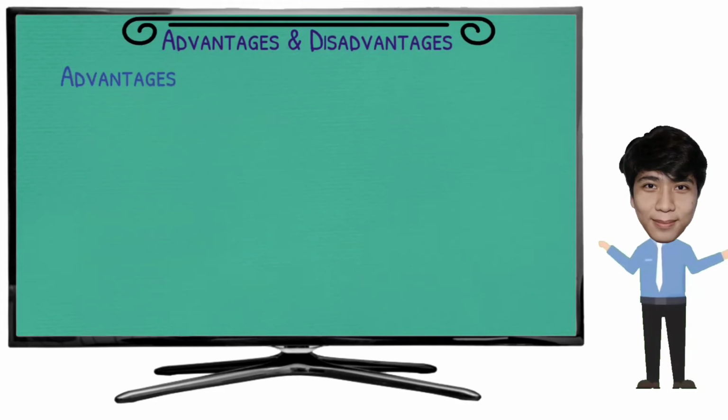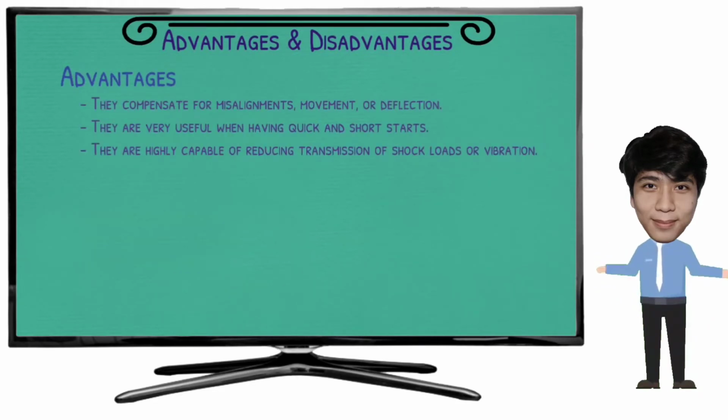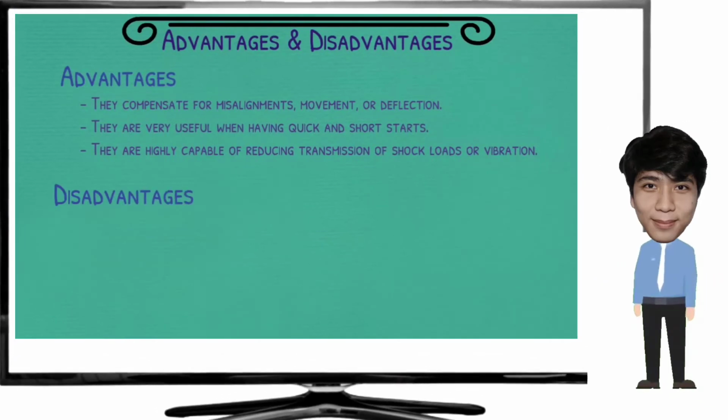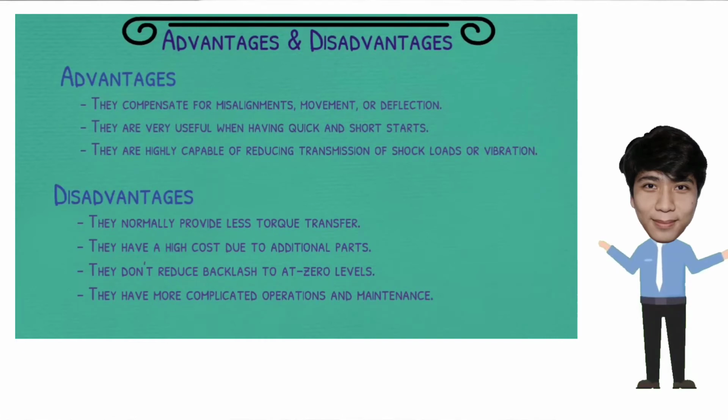The advantages are as follows. They compensate for misalignments, movement, or deflection. They are very useful when having quick and short starts. They are highly capable of reducing transmission of shocks, loads, or vibration. The disadvantages are they normally provide less torque transfer, they have a high cost due to additional parts, they don't reduce backlash to zero level, and they have more complicated operations and maintenance.